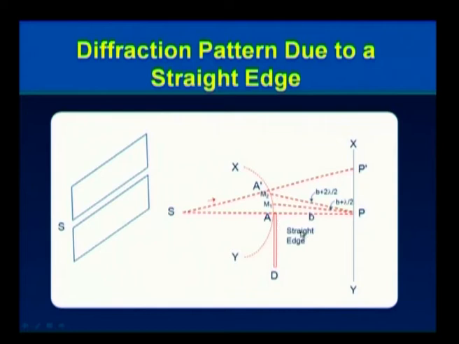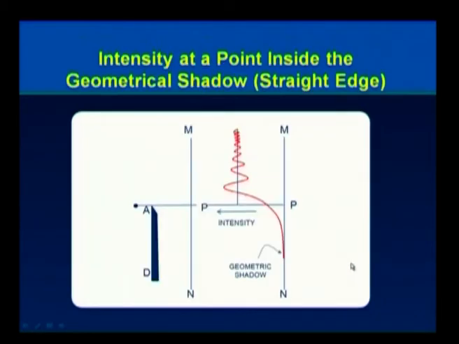Because the light is obstructed, there should be shadow. Within the geometric shadow, there should be complete darkness. But the interesting thing you find is that inside the geometric shadow, you do not get darkness. This is a straight edge, and this is the geometric shadow. Inside the geometric shadow also there is light.